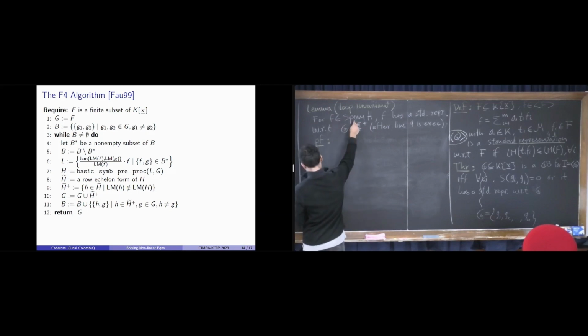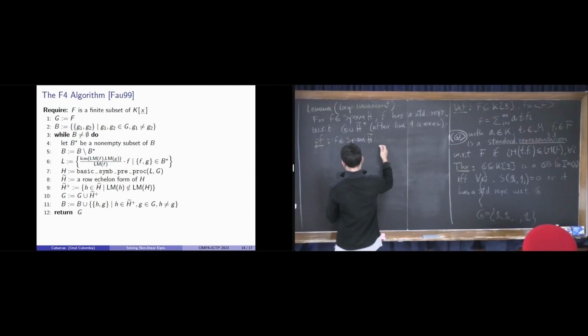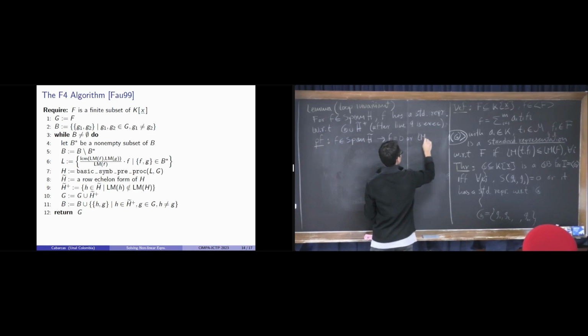So we have f in the span of H. Now, H tilde is just an echelon form of H, so the span is the same. So f is also in the span of H tilde. And by the note we had before, either f is 0 or its leading monomial is among the leading monomials in H tilde.